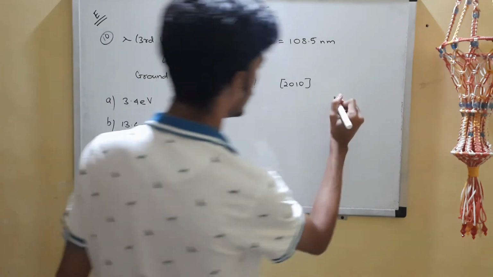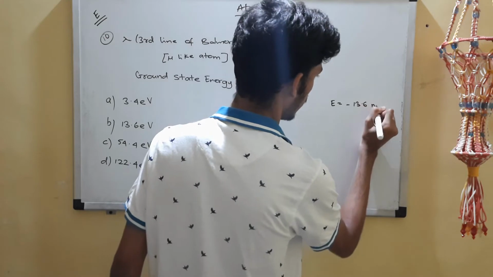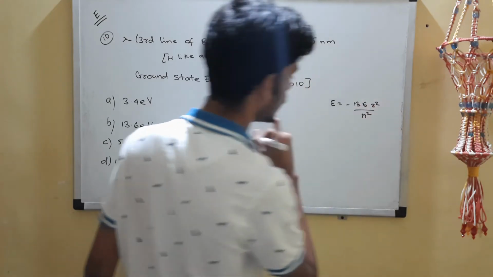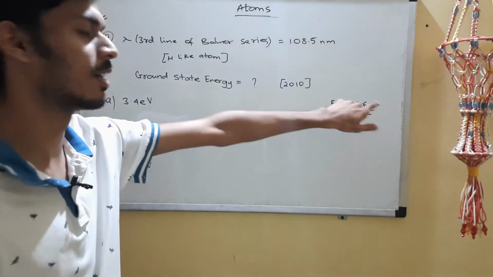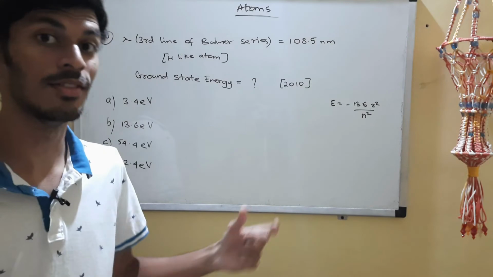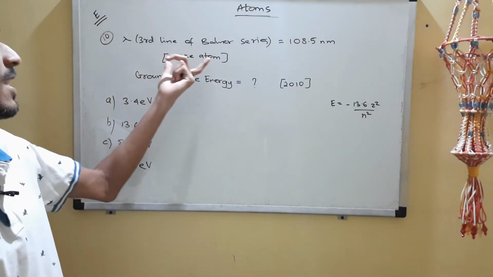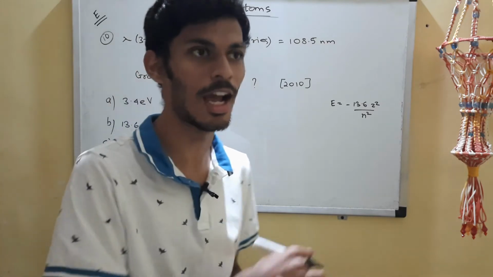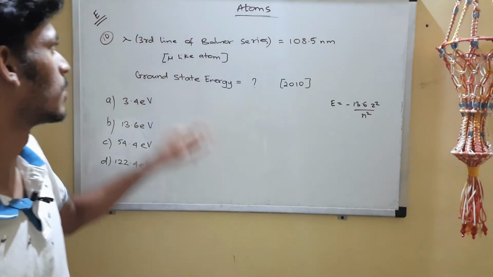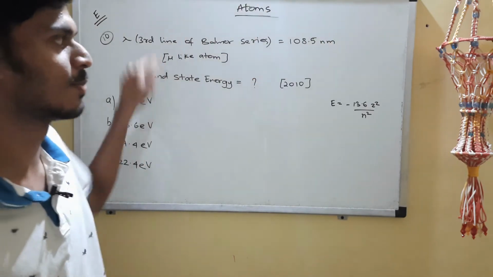Now, ground state energy is basically given as minus 13.6 z square by n square, right? So here if it was hydrogen, ground state n equal 1, and z would have been 1 for hydrogen, and it would have been 13.6. Now the catch is it's an H-like atom, not hydrogen. So first thing is that we are supposed to find z through this data that is provided.